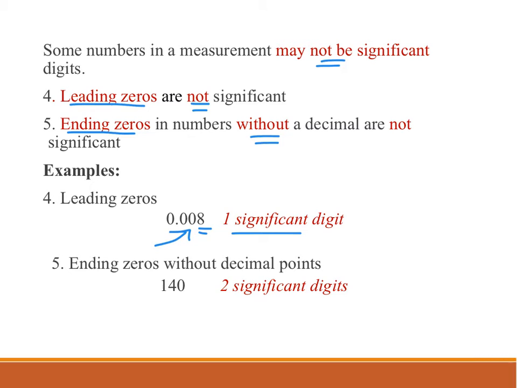And then this last example, 140, where we have an ending zero but no decimal point, we only have two significant digits because this last zero is an estimated digit. So maybe the measurement was 141 or 142. We're not quite sure about the precision of the last digit. Again, the zero is a placeholder. It's important to let us know that we're certain on the hundreds and tens place, but we're not certain on the ones.